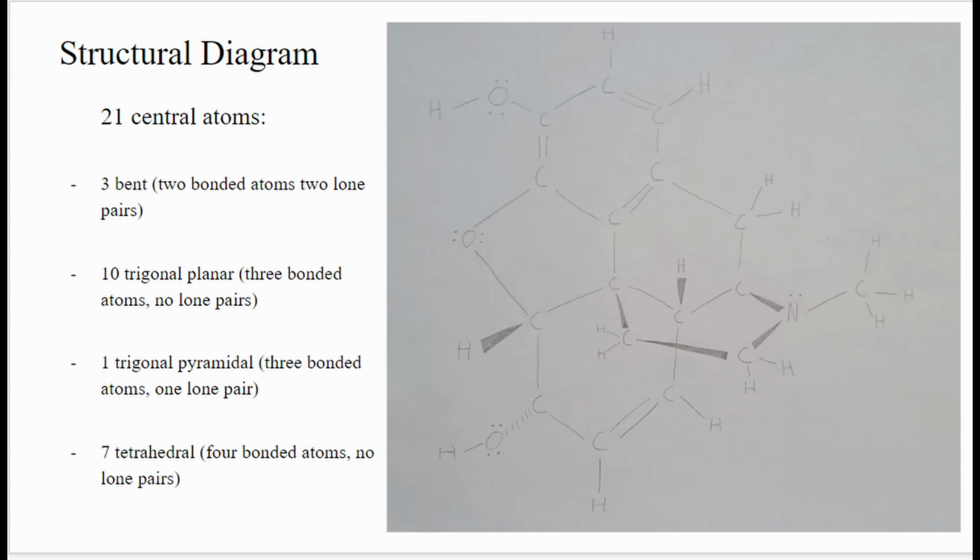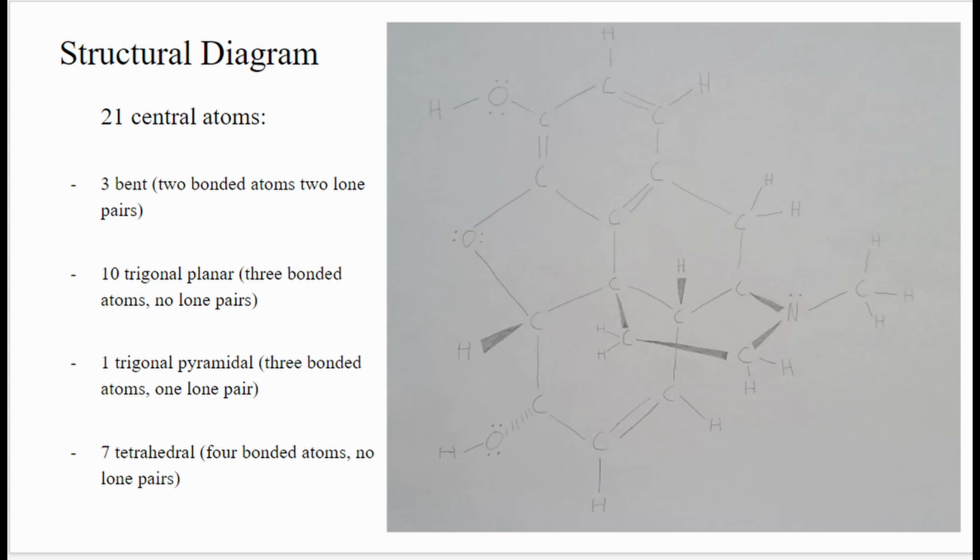Okay, the structural diagram. Here we can see the structural diagram of morphine, which takes a similar shape, except with the bonds, of course, replaced by lines, showing what sort of structure morphine would make. So there are 21 total central atoms, which encompasses every atom in morphine except for the 19 hydrogens, making for a total of 21. So 3 of the central atoms, which are the 3 oxygens, all have a bent shape.